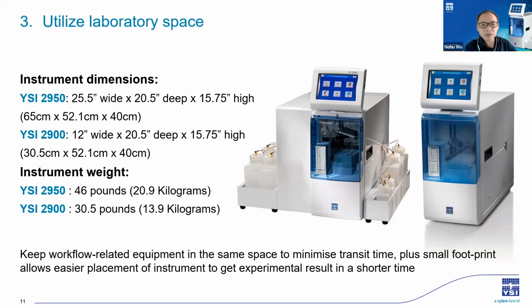As I mentioned, if you keep related instruments in the same space, you can minimize the transit time, or the samples can be prepared at once for automated measurement. Then you put them into the sample tray and let the instrument run by itself. It can also raise efficiency: if a customer has a lot of experiments to do, they can put the whole batch inside the instrument to run, and then have results in a short time.